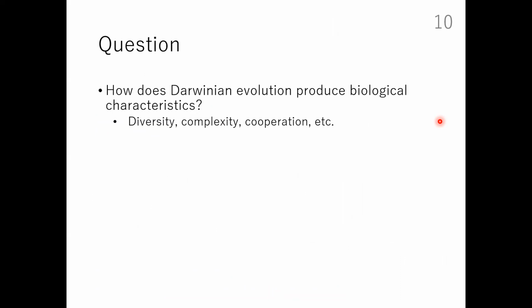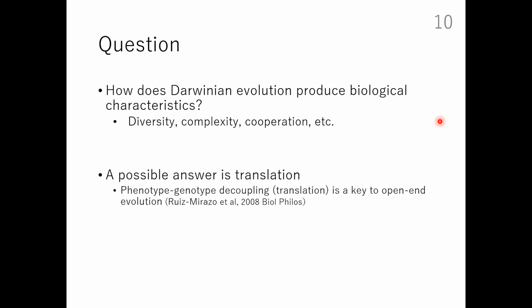Something is lacking in the previous RNA replication systems. What is lacking? I think one possible answer is translation. This is based on Luis Villarreal's studies, which say that phenotype-genotype decoupling, that is, translation, is a key to open-ended evolution.